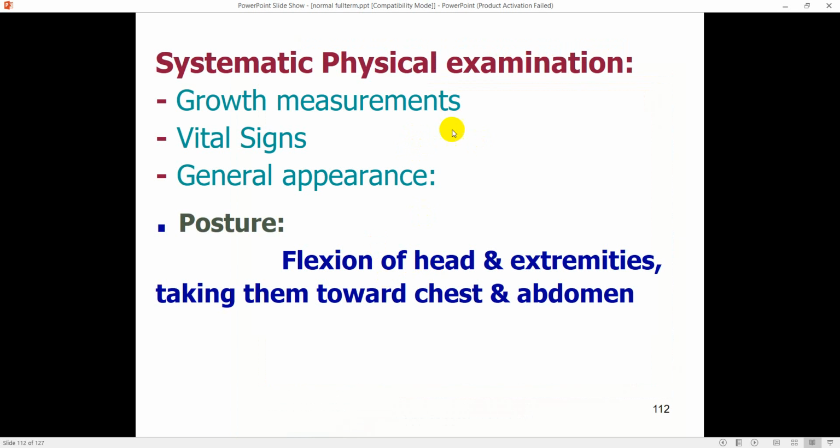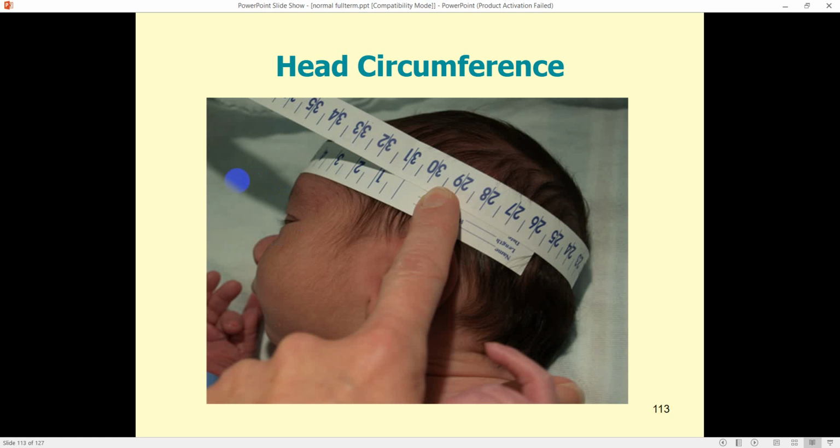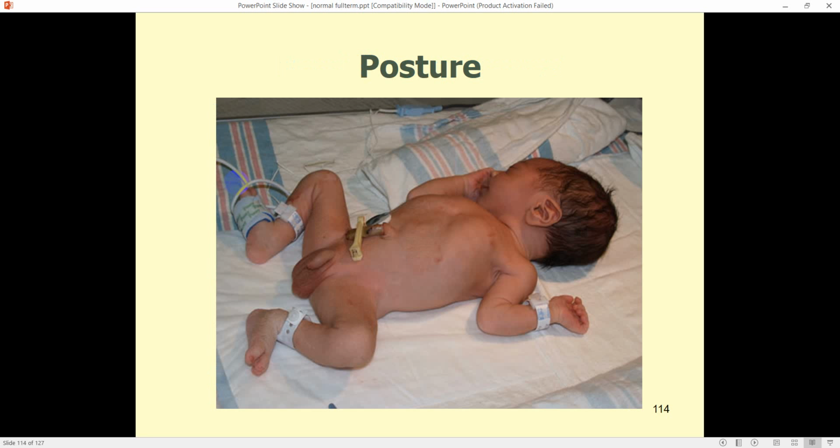After doing systemic examination, we need to do growth measures: weight, length, and OFC. We check vital signs. Then we look at the general appearance and start examination of the central nervous system. The position of the baby, the flexion position, indicates intactness of the CNS. Not floppy hypotonic, not extension, it is a flexion position. We need to measure OFC. This is the normal flexion position.